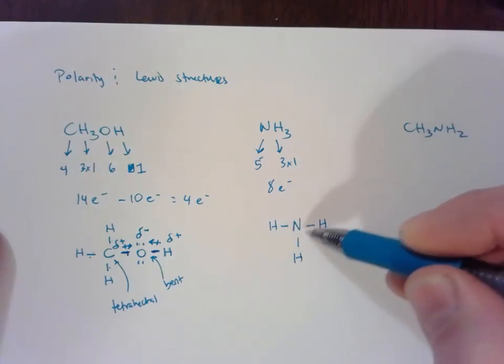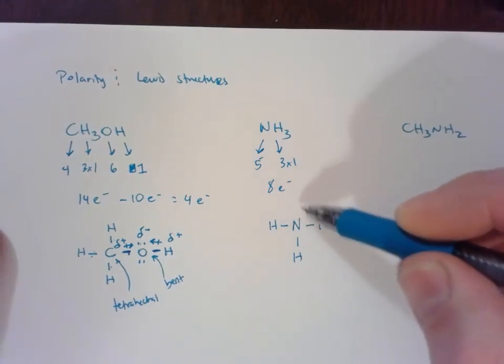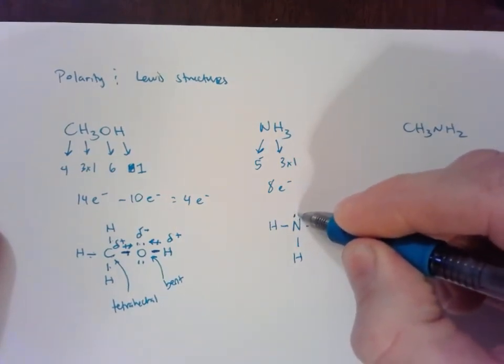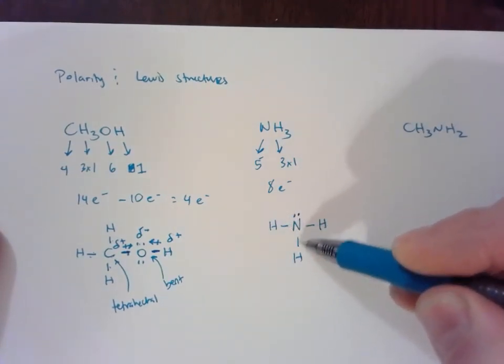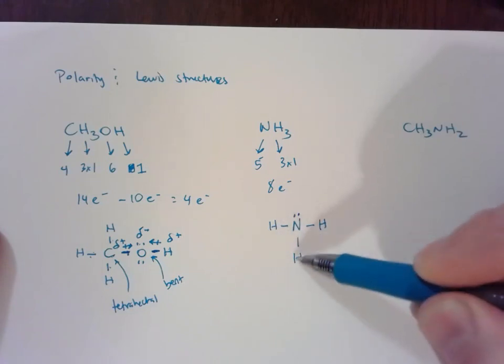Okay, we've used 2, 4, 6 of our 8 electrons. So we're going to put those last 2 on the central atom and make an octet for nitrogen. Hydrogen's happy because it has 2.